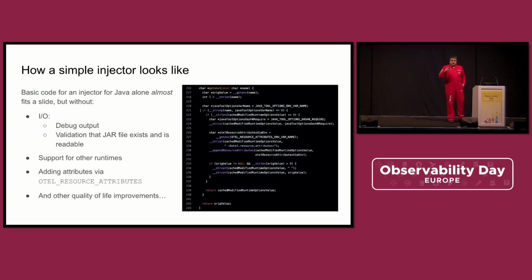It works. It injects Java well. It also injects Node.js. It has a few drawbacks. It doesn't do input-output for reasons that I'm going to talk about soon, so there is no debug. There is also no validation that the files that I'm asking the JVM to load with the OpenTelemetry Java agent are actually there. And if you tell the JVM to load an agent that doesn't exist, the JVM explodes. So it's not nice. And there is a whole bunch of more things you can do automatically in injection. Okay, talk to me later about it if you're interested.